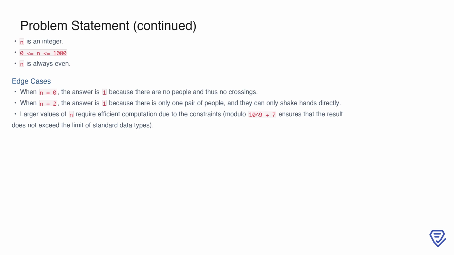Finally, let's summarize the constraints and edge cases to keep in mind. The total number of people, n, is always an even integer ranging from 0 to 1000. For edge cases, if n equals 0, the output is 1 because there are no people, and thus no handshakes or crossings. When n equals 2, the output is also 1 because there's only one possible handshake arrangement. For larger values of n, the computation must be efficient due to the constraints, and the modulo 10^9 + 7 ensures the results remain manageable. Solving this problem involves understanding how to calculate these non-crossing arrangements systematically, which we'll dive into in the solution approach.